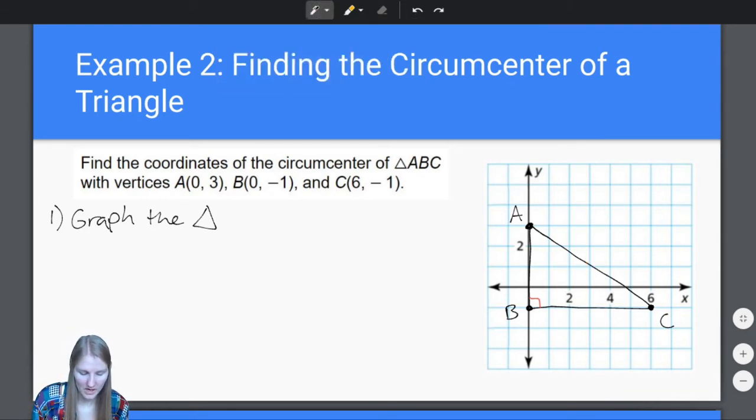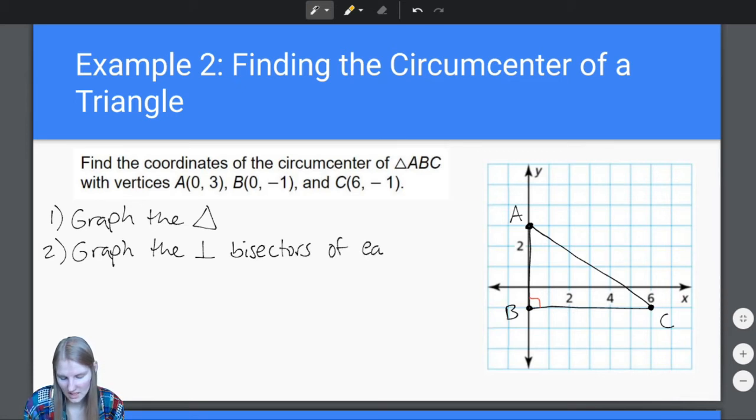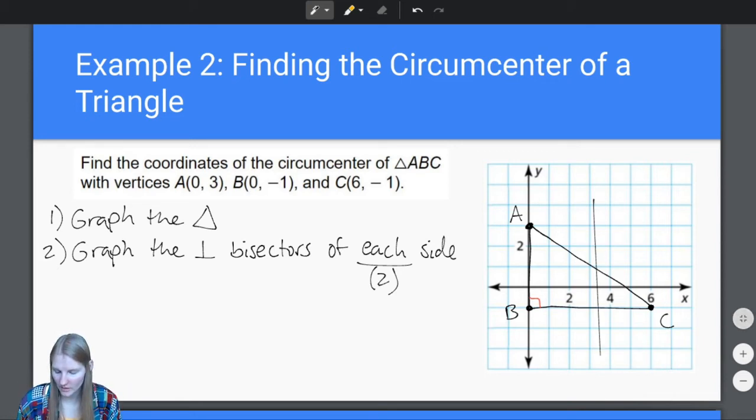After I graph the triangle, I need to graph the perpendicular bisectors of each side. And now, when we say of each side, you really only need to do 2, because we know that the third bisector will intersect where the other 2 do. We know that wherever the 2 bisectors are, the third one is going to bisect there as well. So we actually only need to find 2 of them.